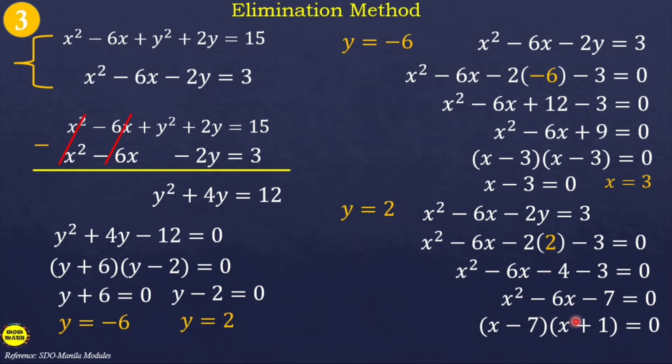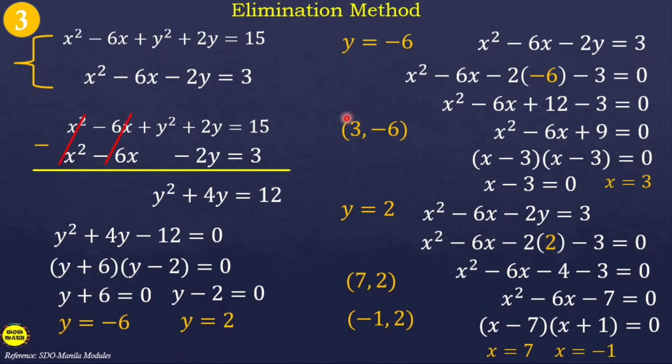Solve for x. Okay, equate lang natin itong dalawang factors sa 0. Kapag sinolve natin yung x minus 7 is equal to 0, x is equal to 7. X plus 1 is equal to 0, x is equal to negative 1. So again, if your x is positive 3, your y is negative 6. Dito, dalawa yung nakuha natin. Dalawang solution ang nakuha natin. If your x is 7, your y is 2. And if your x is negative 1, your y is 2.